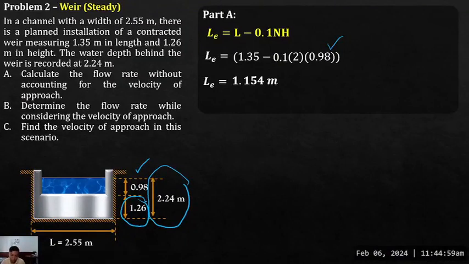Okay, so ito yung formula, di ba, ng effective length: L minus 0.1 times n times h. Yung n po, yan ay yung number of contraction. In this particular problem, double yung contraction natin. Kapag walang explicit na sinabi, automatic yung assumption natin, double contraction. Kaya naging 2 yung n. Tapos yung h natin, ganun. So, 0.1 times 2 times h.